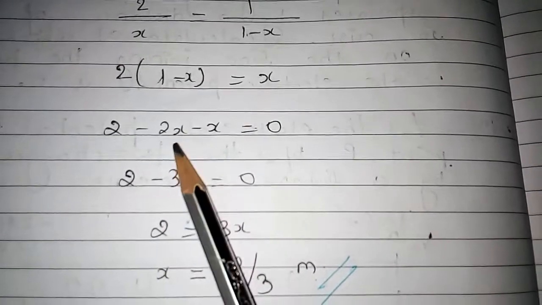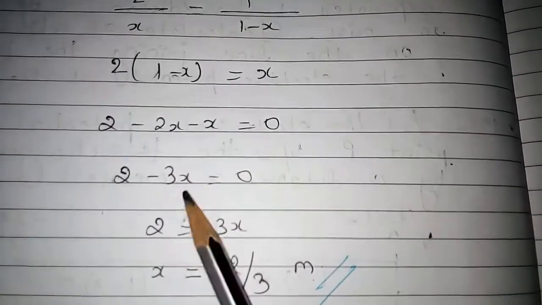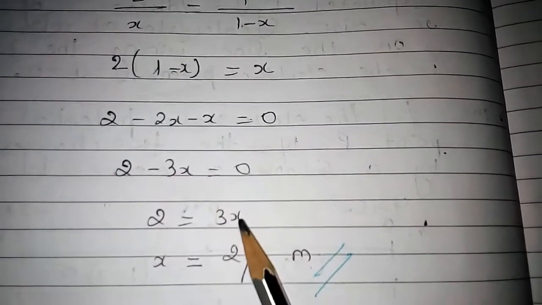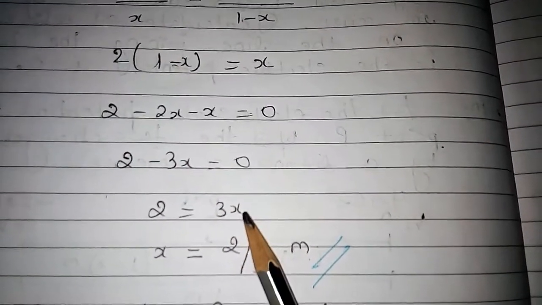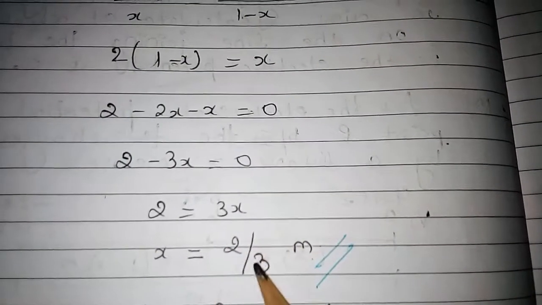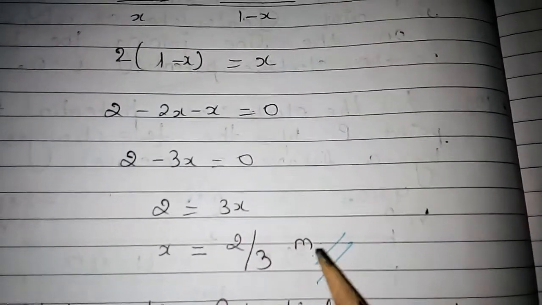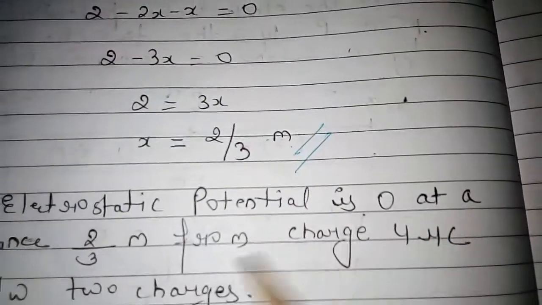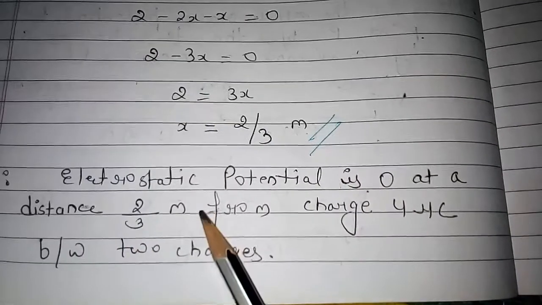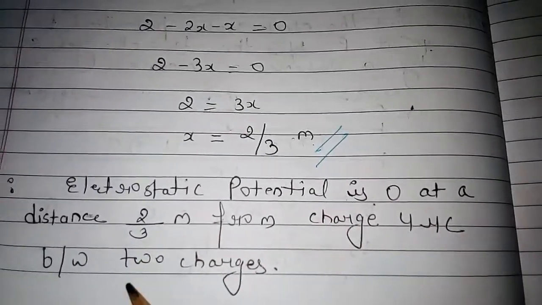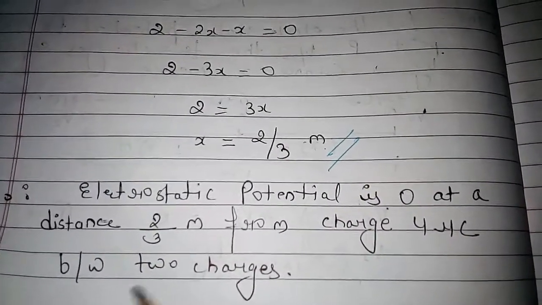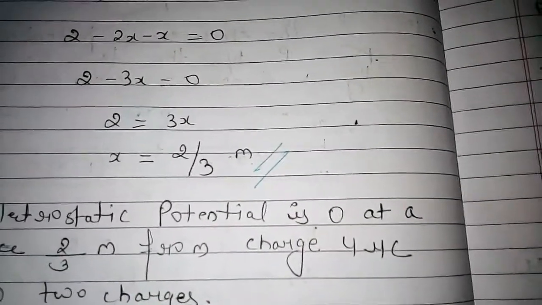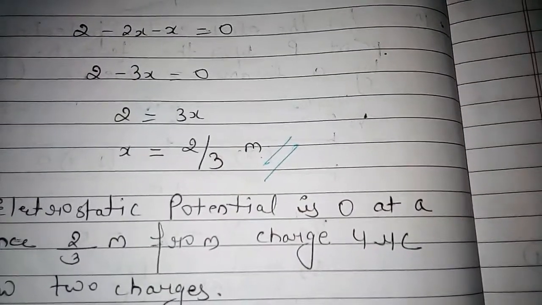Now 2x minus x has become minus 3x, ok, and if you transpose this minus 3x here, then it will be positive. Then what will be the value of x? 2 by 3 meter. So this is your answer. Therefore the electrostatic potential is 0 at a distance of 2 by 3 meter from the 4 microcoulomb charge, between the two charges.